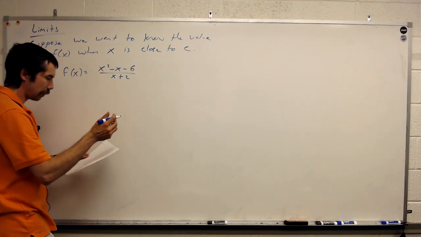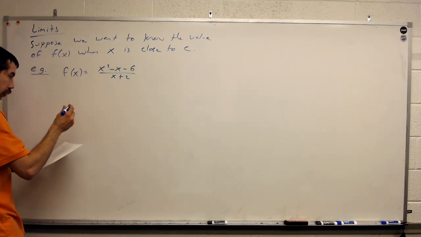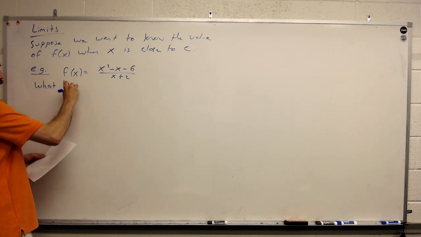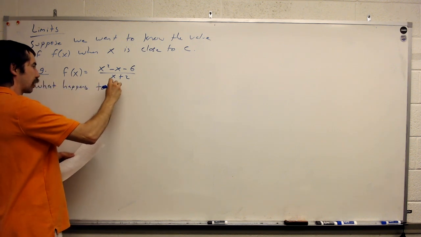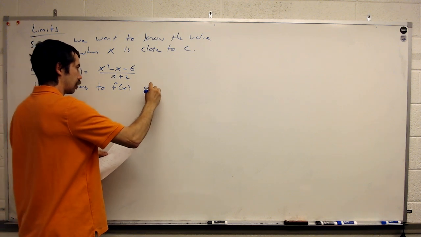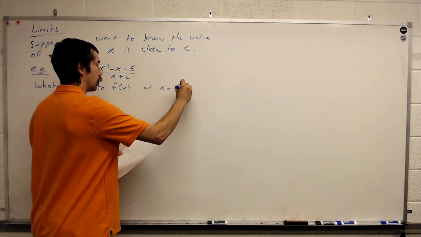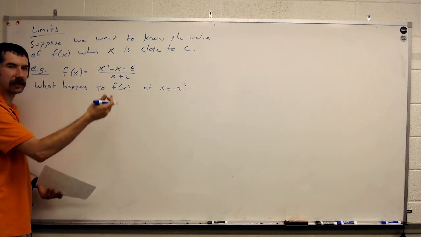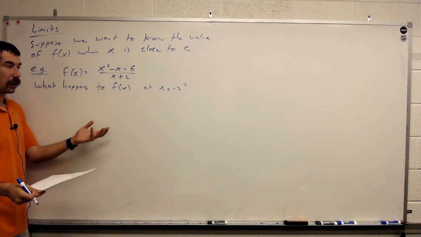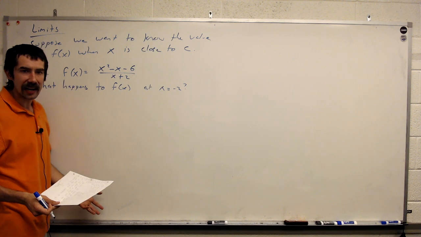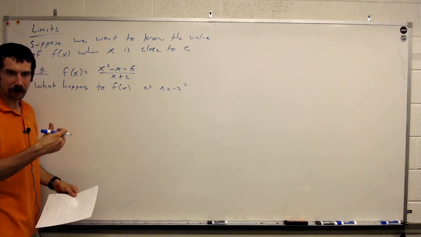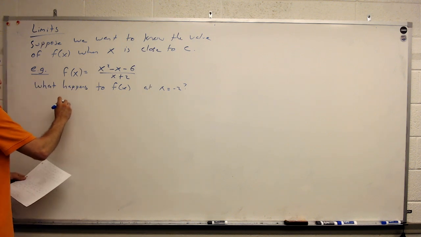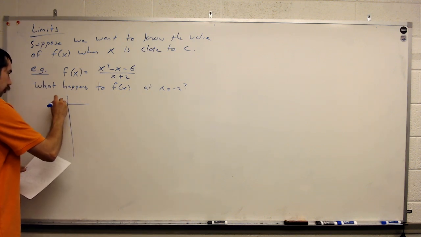All right, so what happens to f of x at x equals negative 2? That's what we're trying to figure out. Negative 2 is not in the domain of our function because we'd be dividing by 0. But negative 1.999 is, so we could figure out what happens when x is close to that. The first idea we could do is take a table of values.